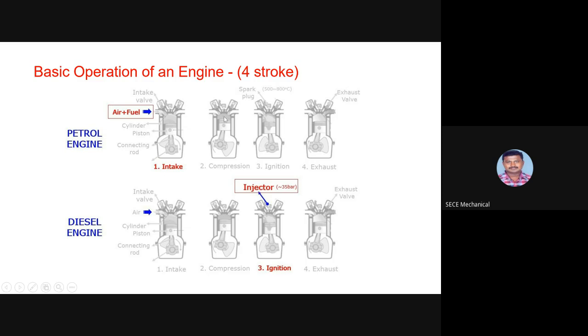We will come to the next step, the compression stroke, in a petrol engine. During the compression stroke, both the inlet valve and exhaust valve are closed. The piston travels from bottom dead center to top dead center. When it moves, the air-fuel mixture is compressed to a very high range. Here, the air and fuel mixture both are compressed in a petrol engine.